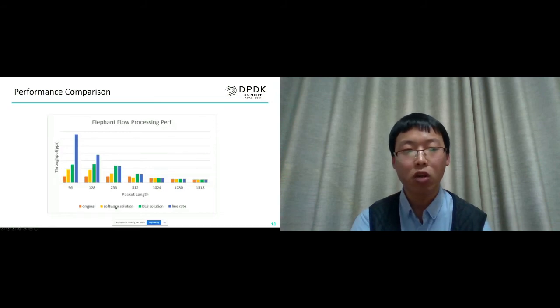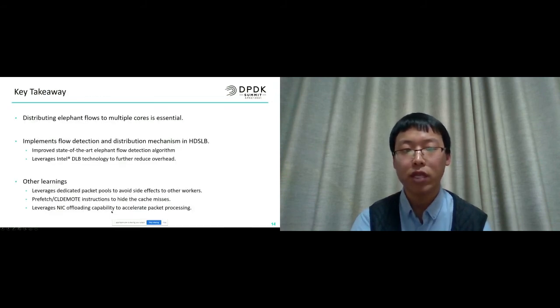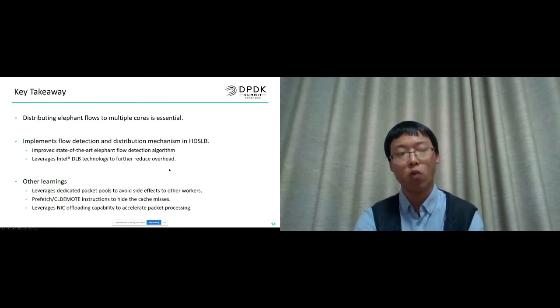And we also leverage the Intel NIC's offloading capability to accelerate the packet processing. I hope this could help you in your work.